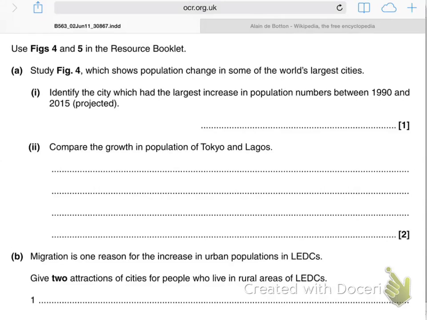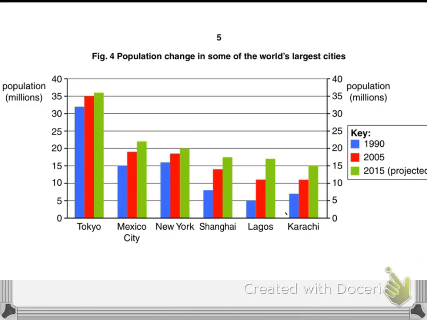When you're comparing the growth of a city in question A part 2, can you please remember to use facts about Tokyo and Lagos? Okay, you will not be able to get the 2 full marks if you do not use facts straight from the resource. So here is figure 4. If you could pause this now so that everybody can answer the first question.